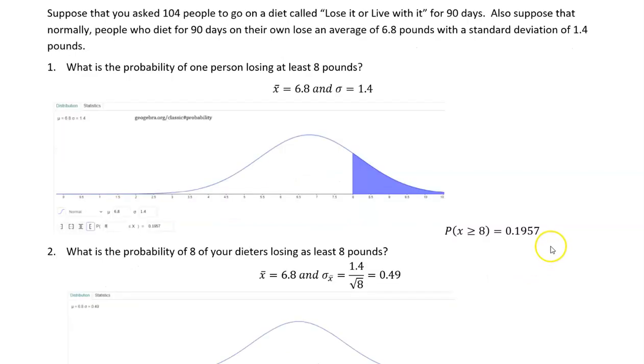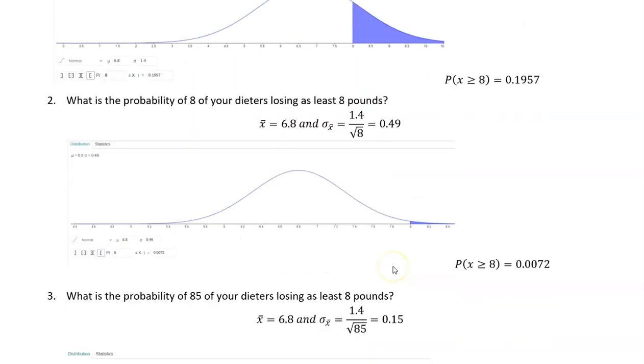Okay, so then I said, what's the probability of 8 dieters losing at least 8 pounds? Well, if you're looking at a sample greater than 1, you have to change your standard deviation to the standard deviation of the mean. So then you're going to take your same mean, 6.8, your standard deviation, 1.4, divided by the square root of the sample. We're looking at 8 dieters, and that gives us a new standard deviation. So going to the same site and entering now the new standard deviation, I got a probability of 0.0072.